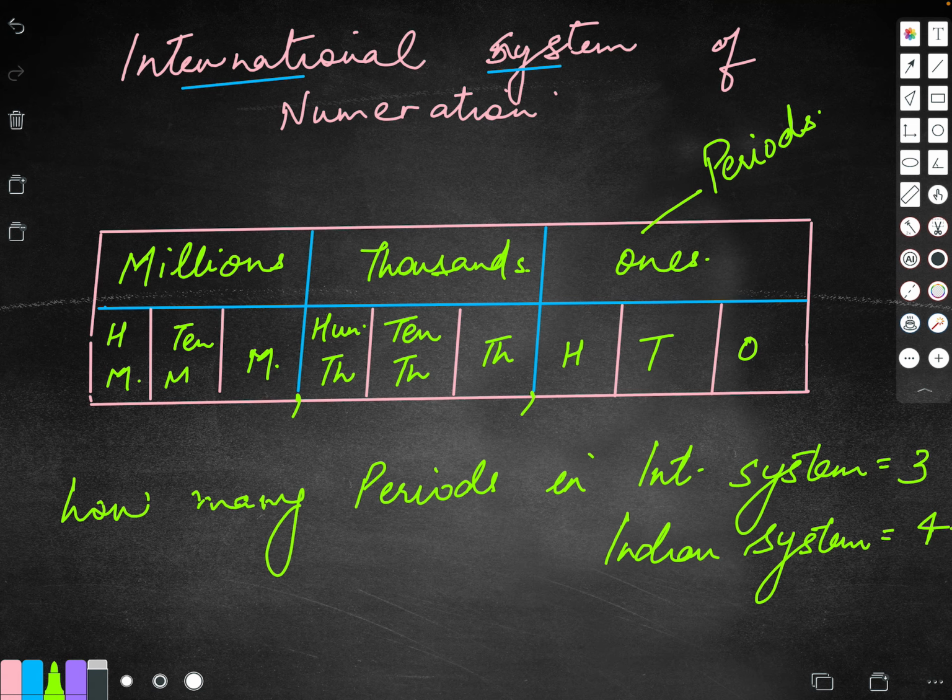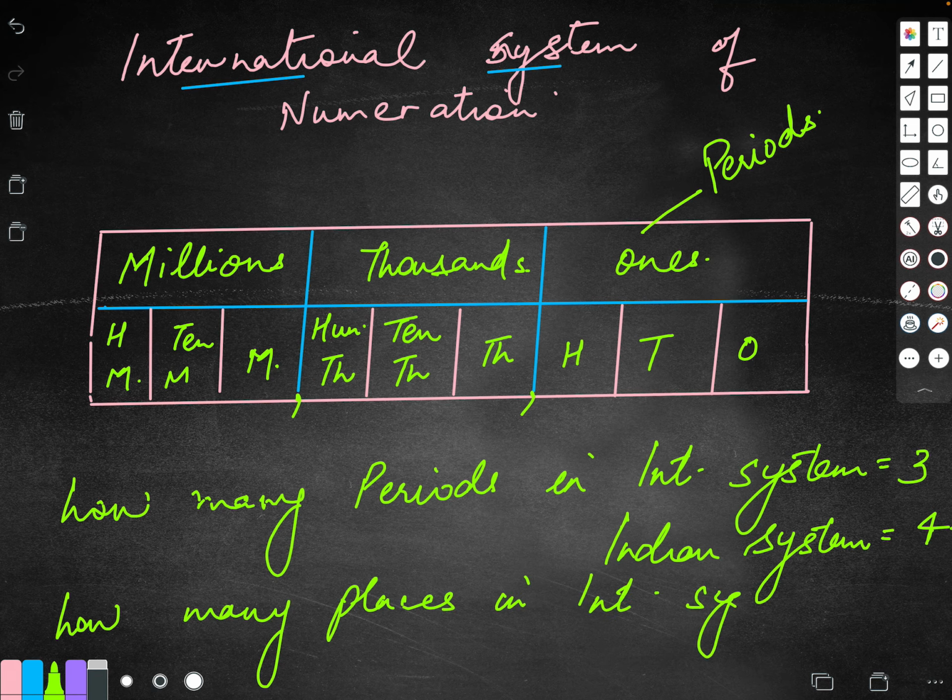4. Let's recall them: ones, thousands, lakhs, crores. Right? In the Indian system, how many places? You have 3, 2, 2. Right? In the international system, how many places? 3, 3, 3. In the Indian system, we have 3 in the ones period, then we have 2 and 2 and 2. Correct? So this is the process of learning.